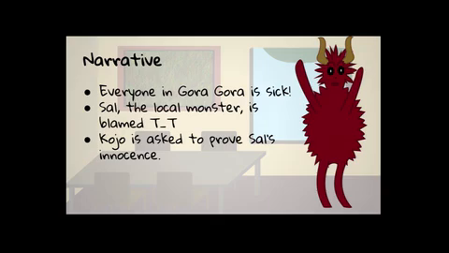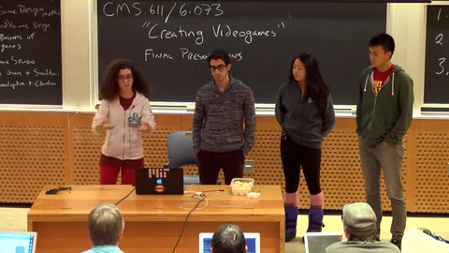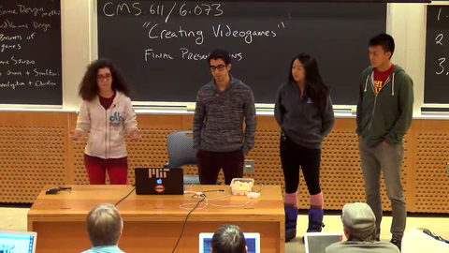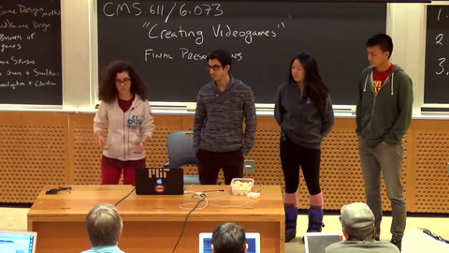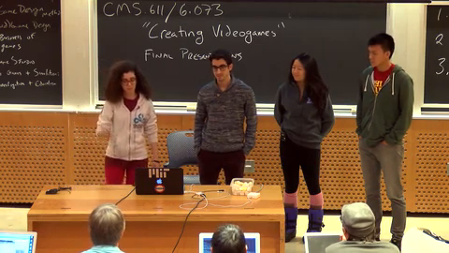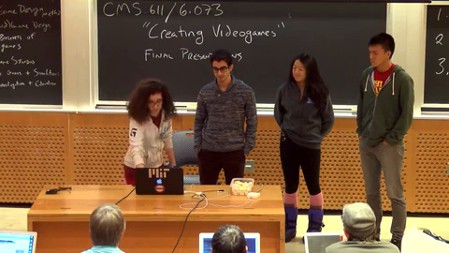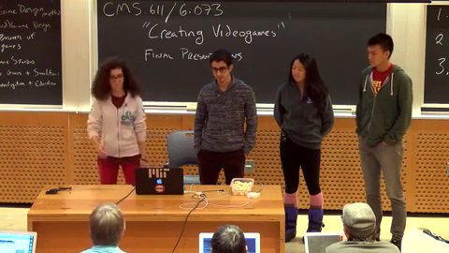A quick overview of the narrative. You start the game, there's this monster hiding in a bush, you go to check him out. It turns out that he's being persecuted because everybody in Gora Gora is sick and they think he's the cause. And Sal's actually a cool guy. You're a bunny and your name is Kojo and you're a cool guy too. So you're asked to prove that he's innocent, and you take that up because you're an awesome person.